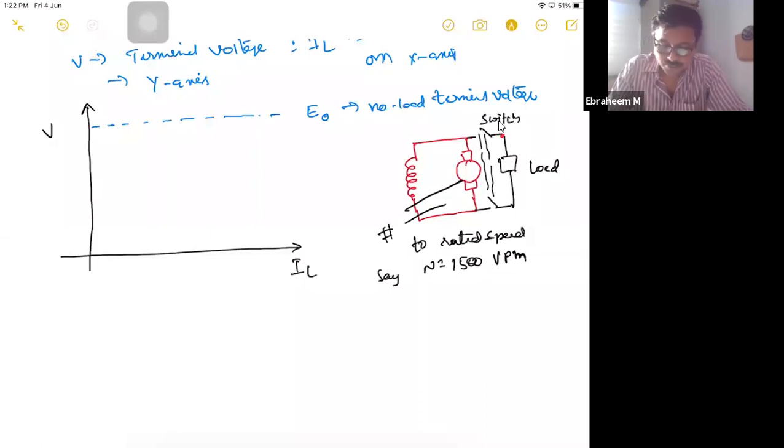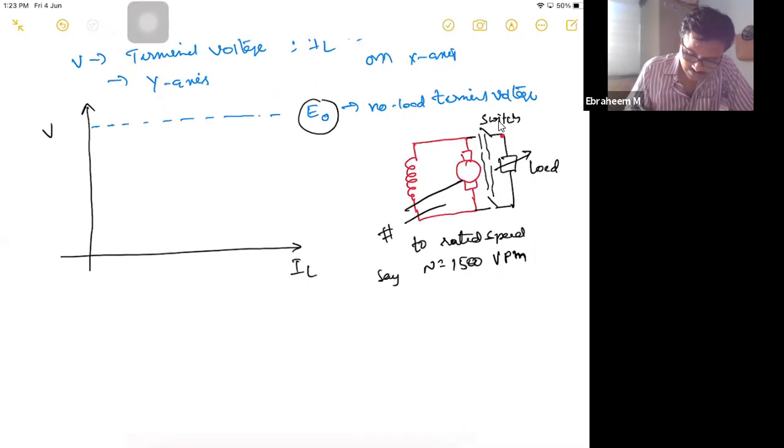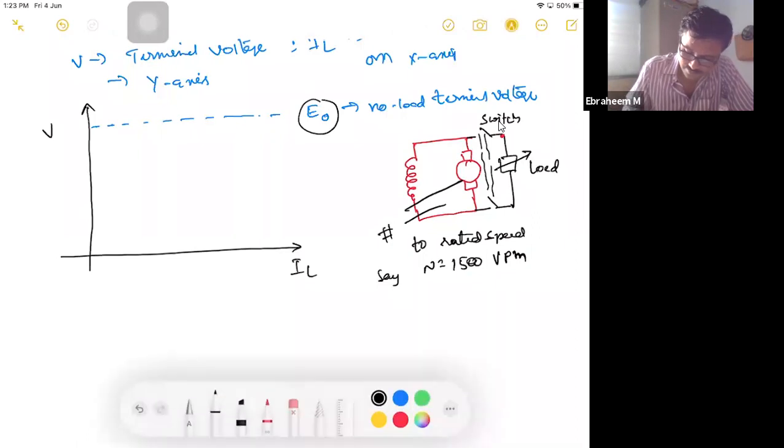Okay, so before closing the switch, that voltage is this E0, right? Now after closing the switch, this is a variable load. We slowly increase the load, that means load resistance we decrease slowly. As the resistance of load decreases, what happens? The current flows more into the load, right? That means it is drawing more power. So for a shunt generator, the graph will be like this.